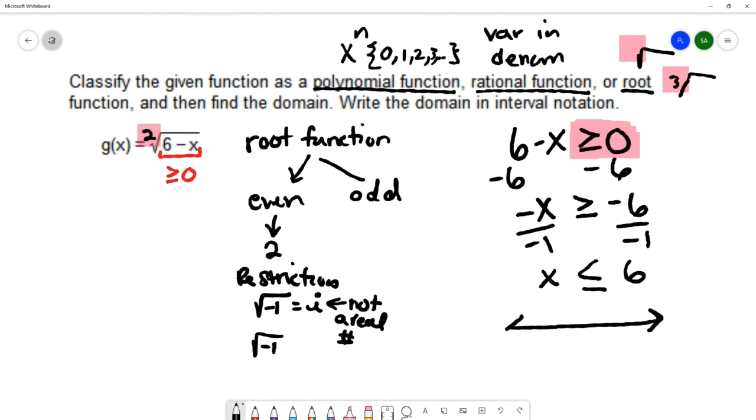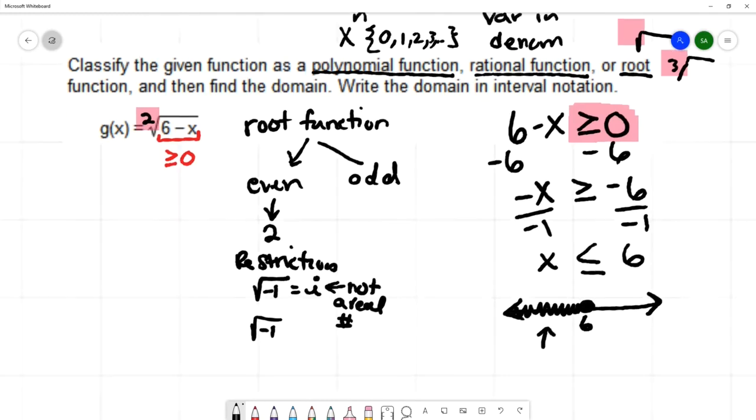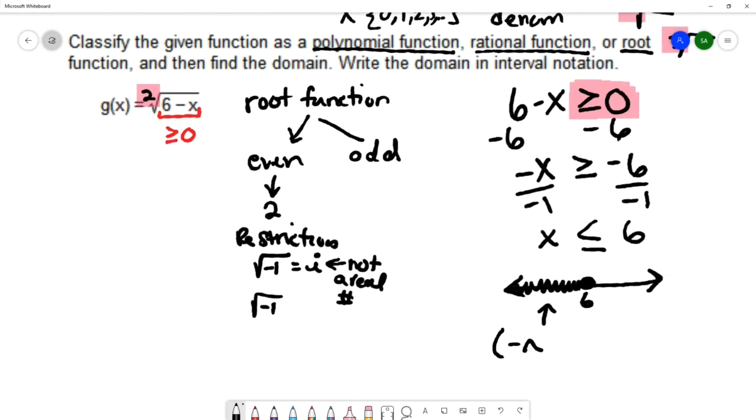On the number line, I would mark 6 with a filled-in circle, indicating that 6 is included in the set, and I want to shade the values that are less than 6. I'll use interval notation to represent that interval. It's going to start at negative infinity and go to 6. I'm going to use a bracket on the 6 to indicate that 6 is included in the set. It's included in the domain. So the domain of this function is negative infinity to 6.